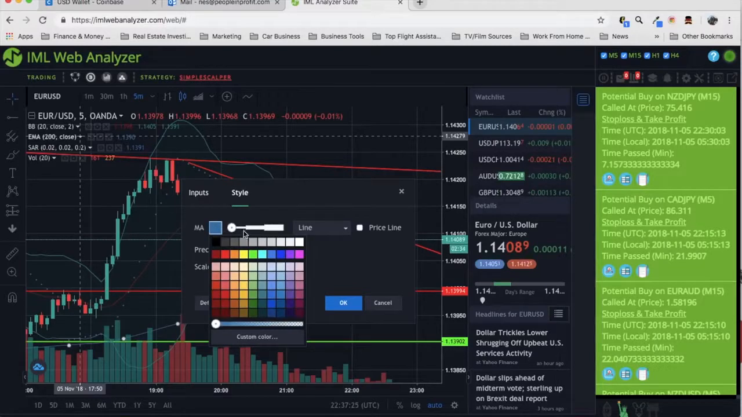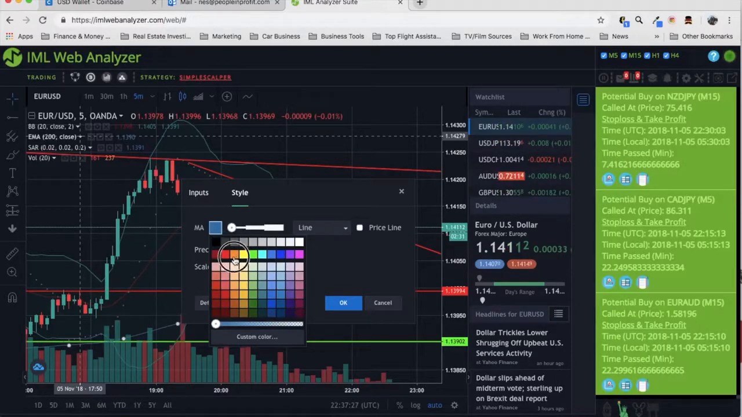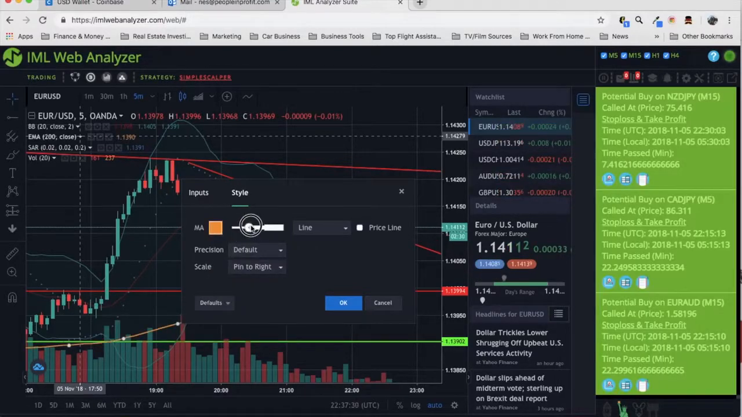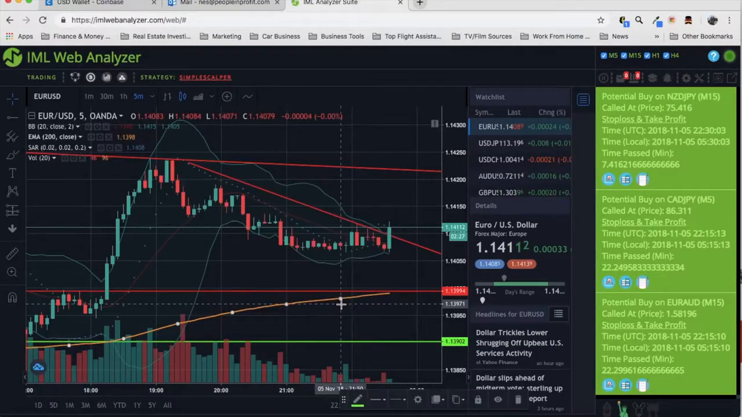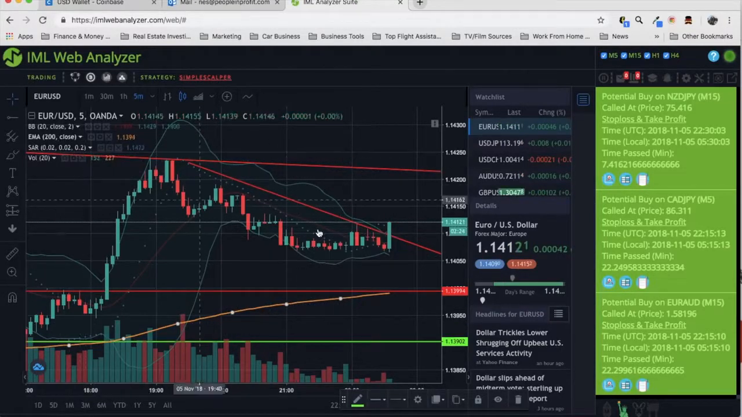So I'm adjusting 200 over here, and I'm going to use the color, let's use orange for this one. Make it a little thick. Click OK. It's the most important part out of the top indicators.